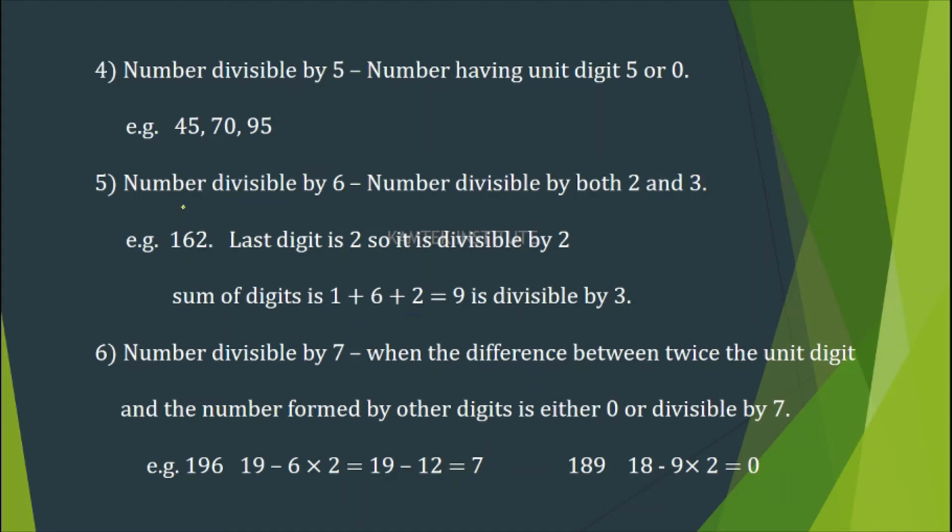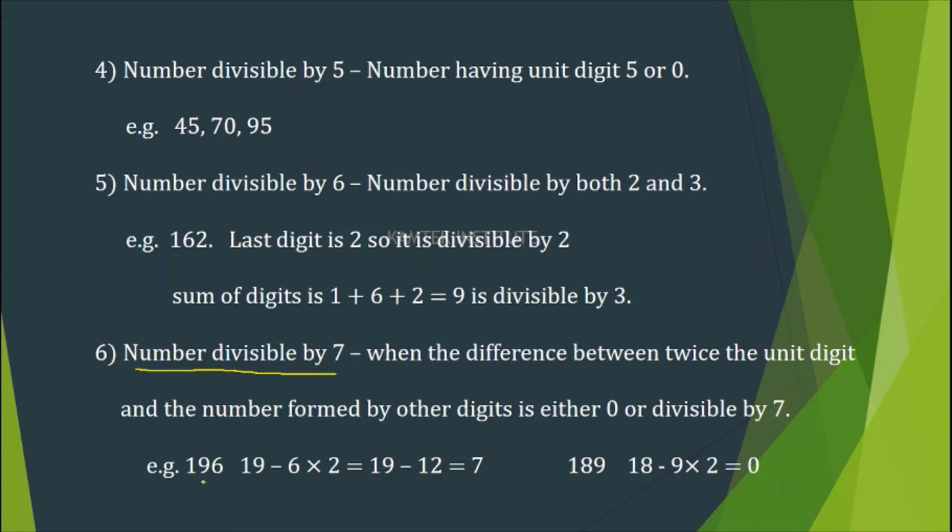Right? Then we check how do we check whether a number is divisible by 7? A number is divisible by 7 when the difference between twice the digit at the ones place and the number formed by the other digits is either 0 or a multiple of 7.